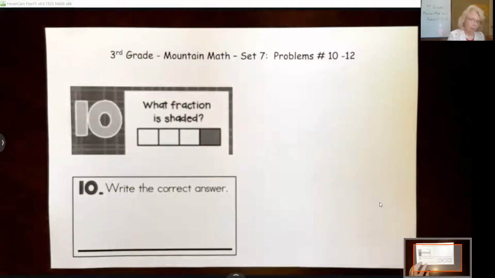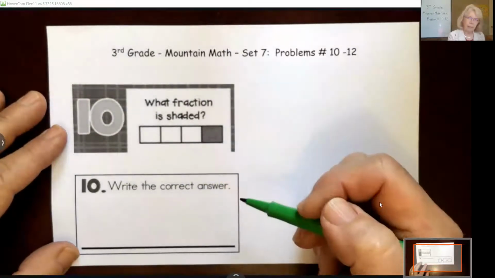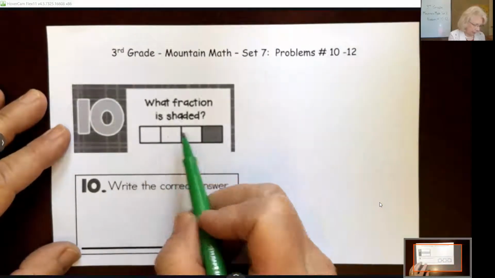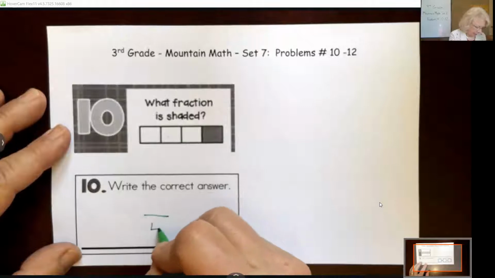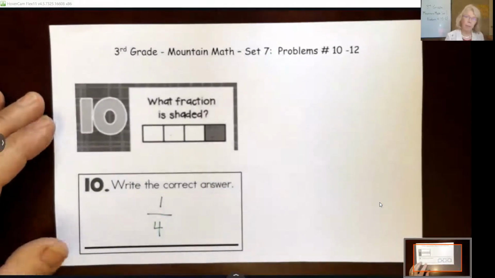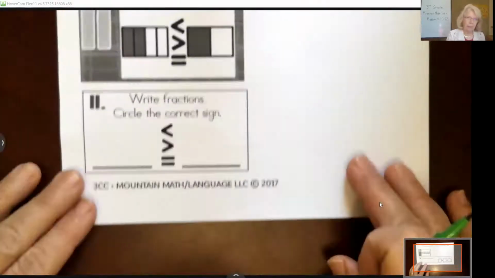Okay, number 10, what fraction is shaded? So this is our shaded part, and we would count how many equal parts in one whole. That would be 1, 2, 3, 4. That's our denominator, and the shaded part is our numerator. So it is 1/4 is our answer. Okay, let's go on to number 11.